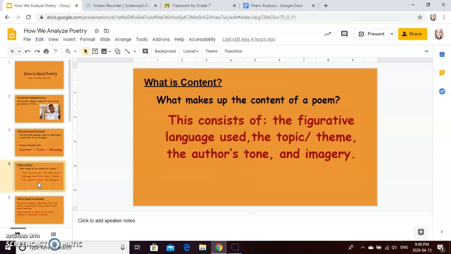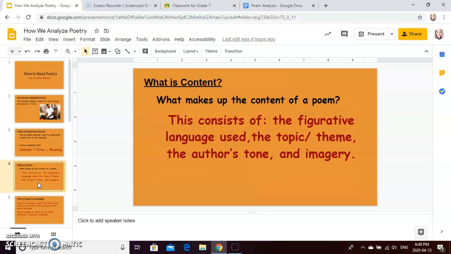So what's the content of a poem? The content of a poem is usually made up of a few things. The first of these is the figurative language that's used. In our previous lesson, we discussed different poetic devices and terms that the poet might use in order to allow you to understand what they're trying to say. Some of these might consist of simile, metaphor, hyperbole, personification. Those are all different types of figurative language an author might use in a poem. If you're not sure of the terms, like I said, go back, do the previous lesson, or flip through the slides.